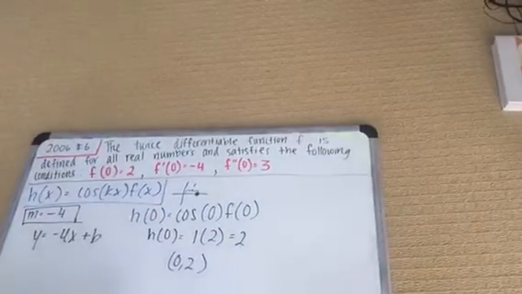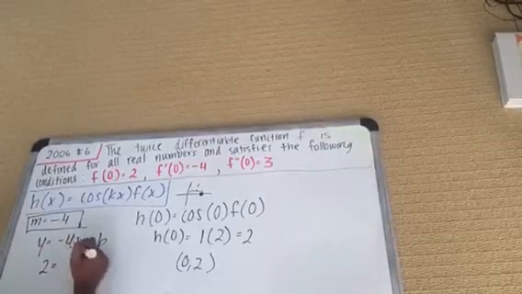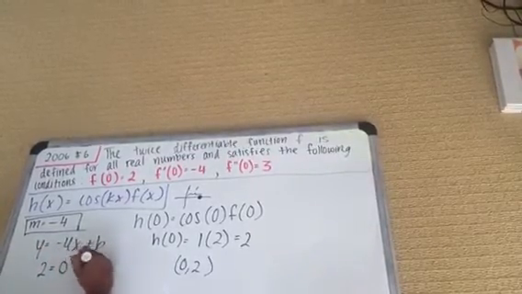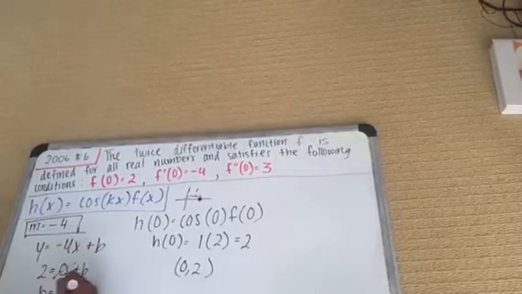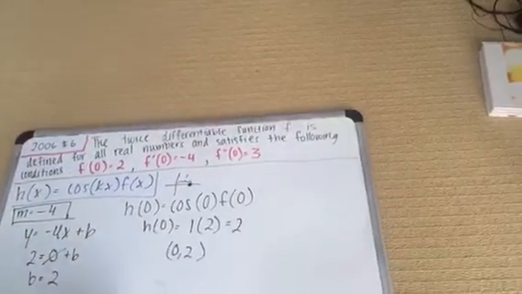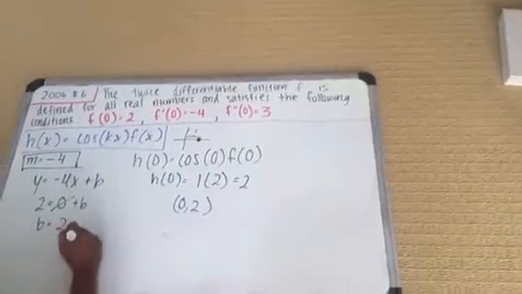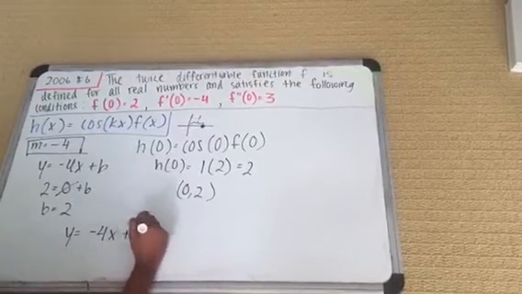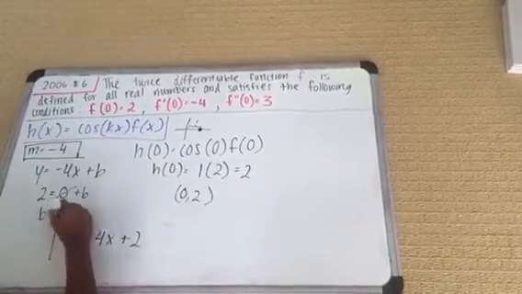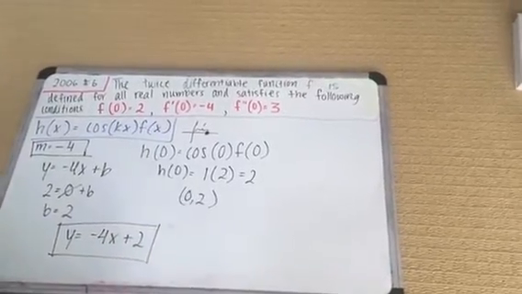Now we can plug this back into the solution. So 2 equals negative 4 times 0 is 0 plus b. So 0 cancels and b equals 2. And now we just plug the b back into our y equals mx plus b, and we have y equals negative 4x plus 2. So now we have solved all the questions from number 6 of the 2006 FRQ.